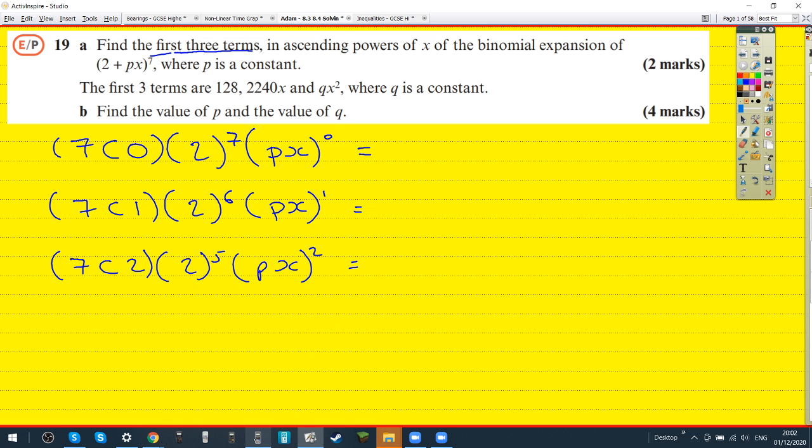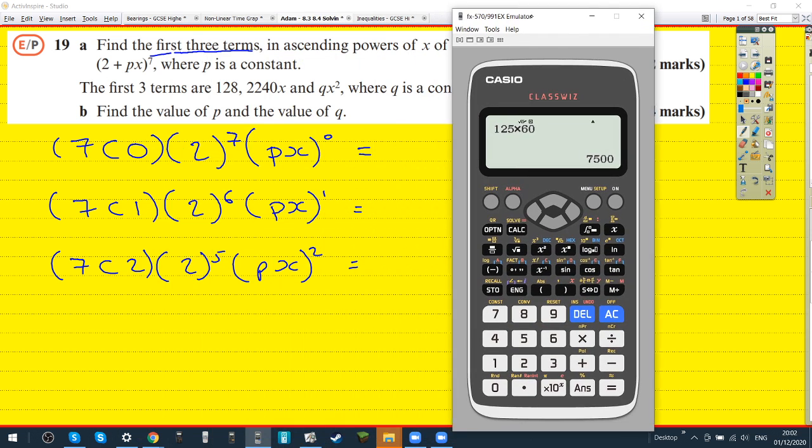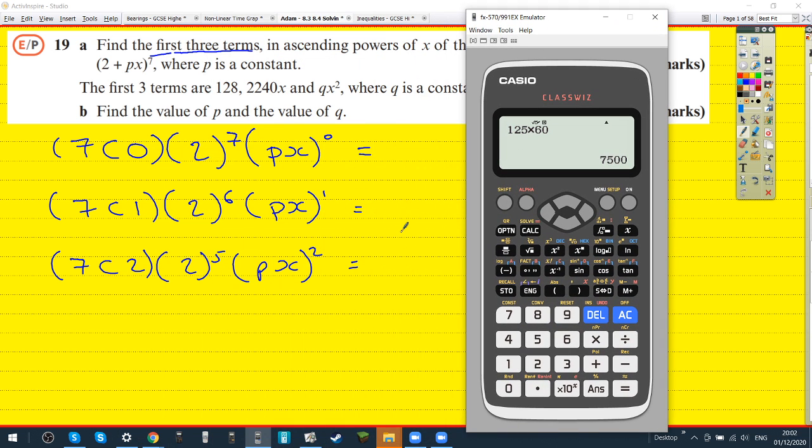Let's see. So I'll do the middle one. And then for p and x, what do we put in for that? So just one, let's say. And we'll have to figure it out ourselves.